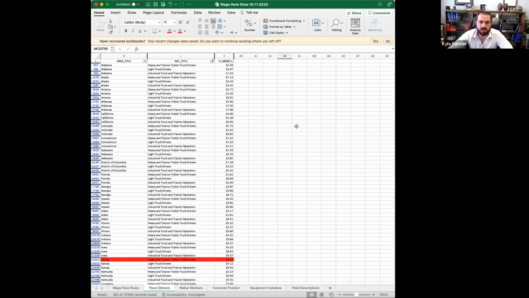But here, I'm going to show you this real quick. Alrighty. So here's the wage rates. Do you mind putting in the chat real quick what your state is?